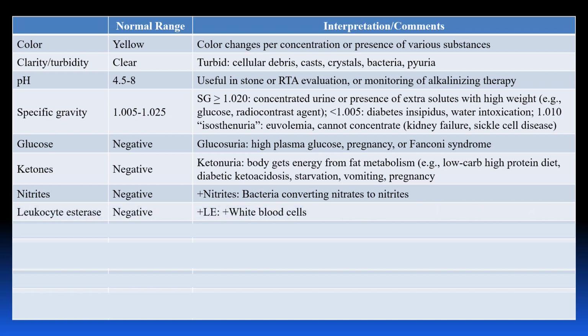Leukocyte esterase is an enzyme found in white blood cells. The presence of leukocyte esterase suggests the presence of white blood cells.